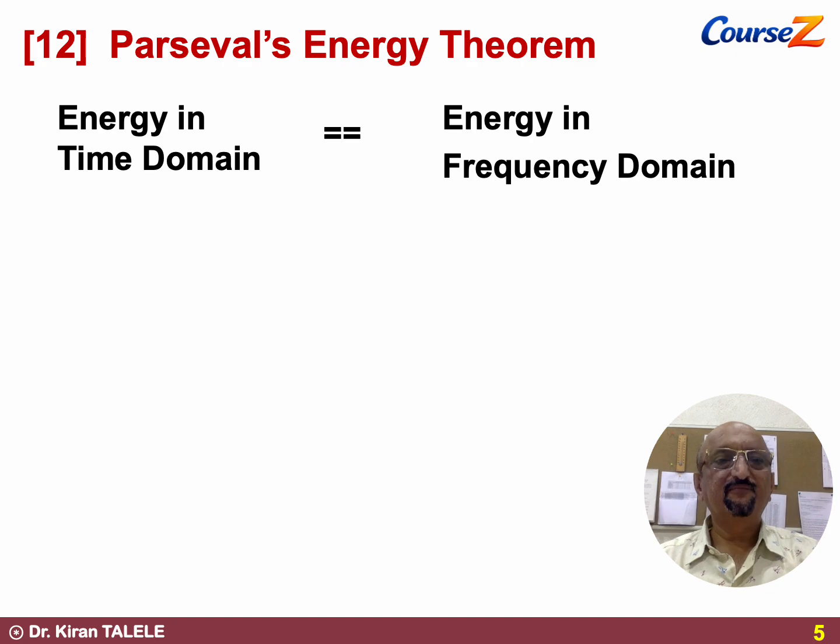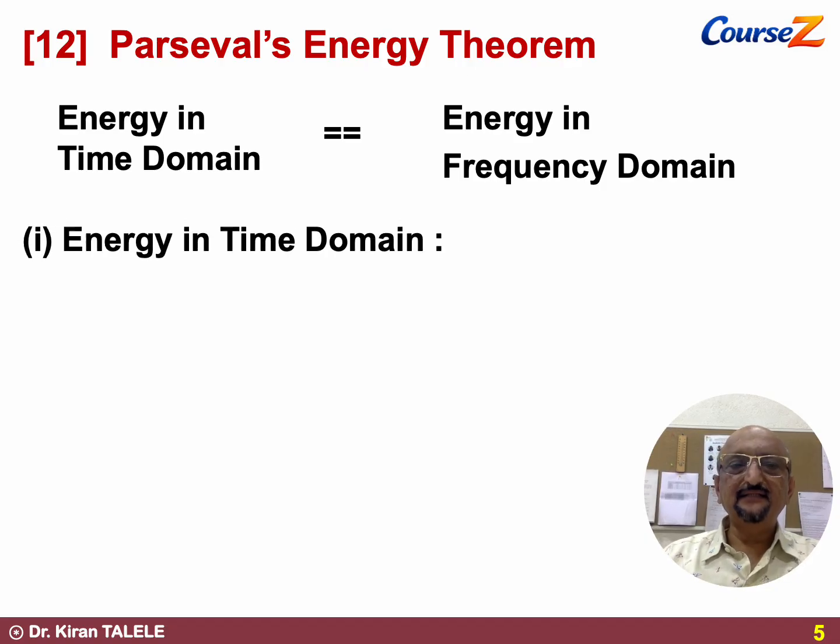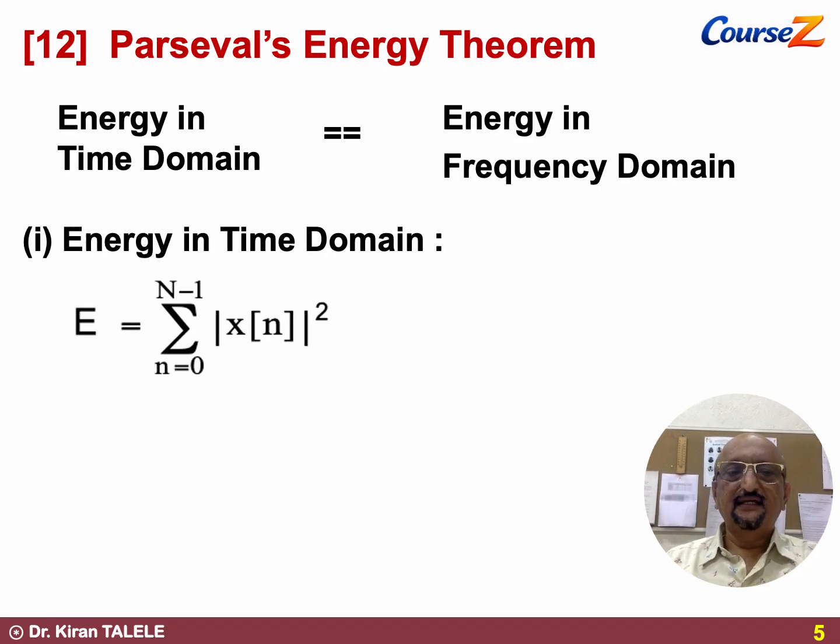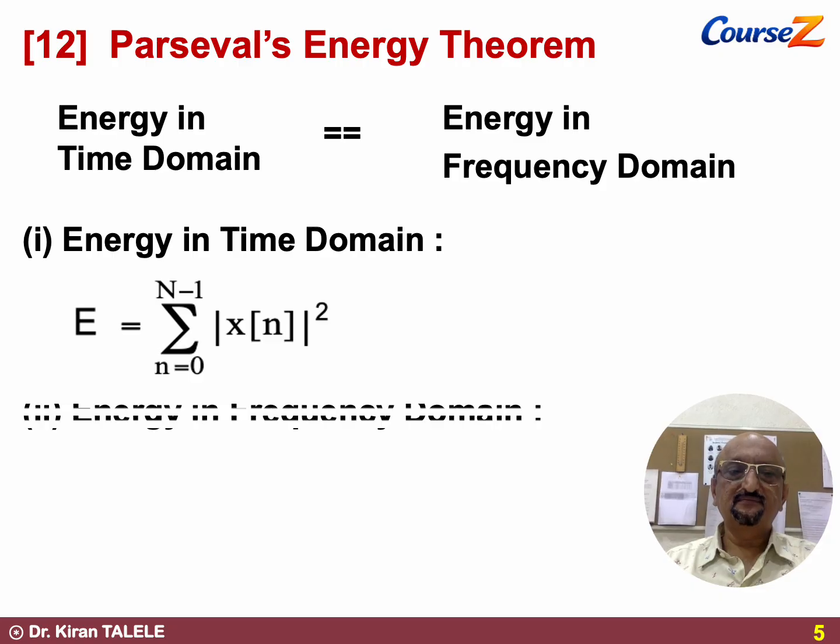Parseval's energy theorem. According to Parseval's energy theorem, energy in time domain is equal to energy in frequency domain. Energy in time domain is defined as summation of mod value of x of n square, where n varies from 0 to N minus 1. This energy is always a real term and always a positive term.